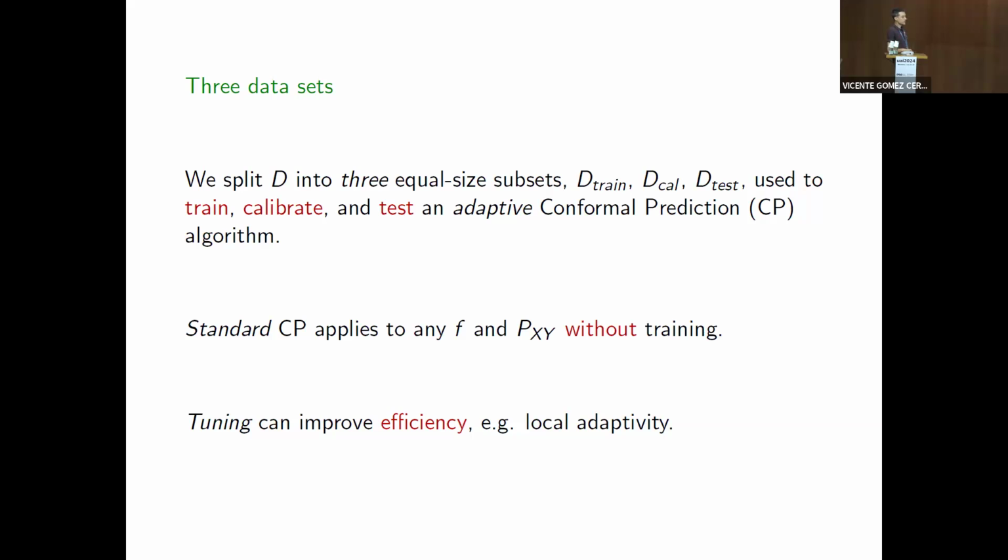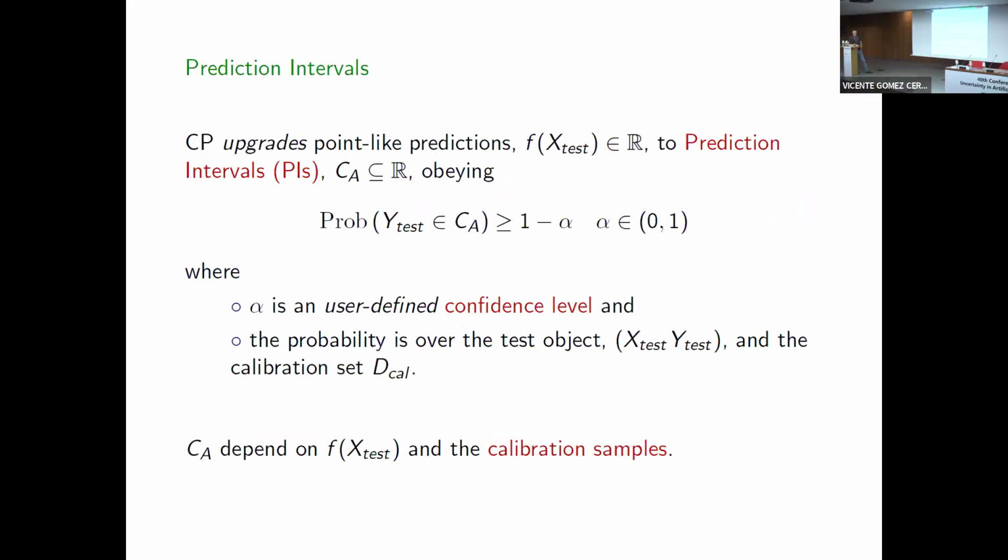But training can make the conformal prediction more flexible, task-specific, and also in this case, I will show how training can improve adaptivity. Adaptivity means here local adaptivity to an input, towards input-conditional validity, if you remember yesterday's tutorial.